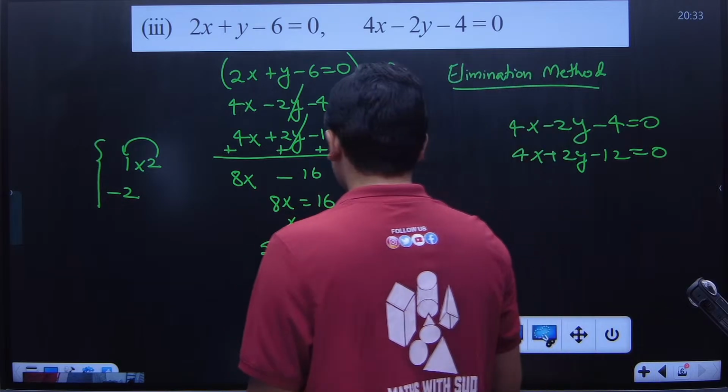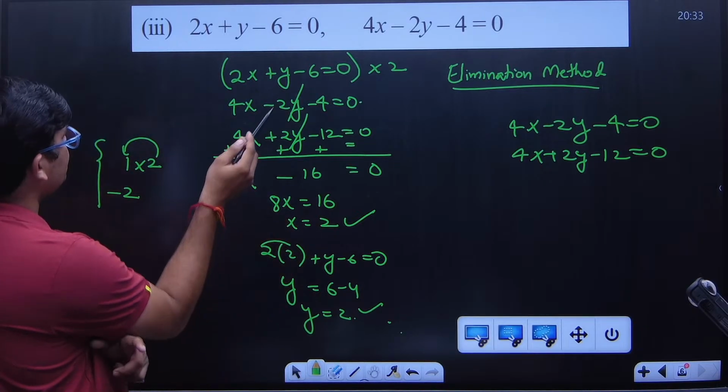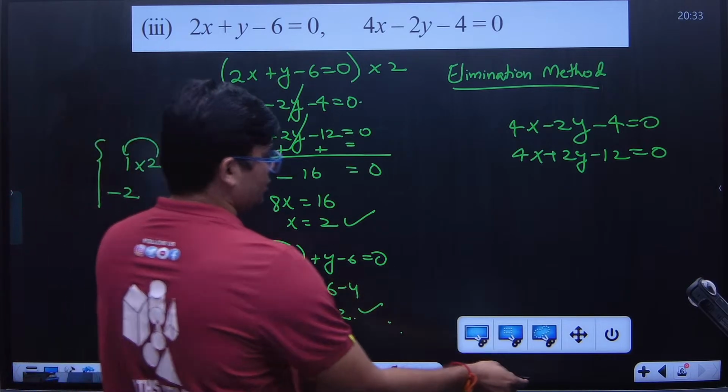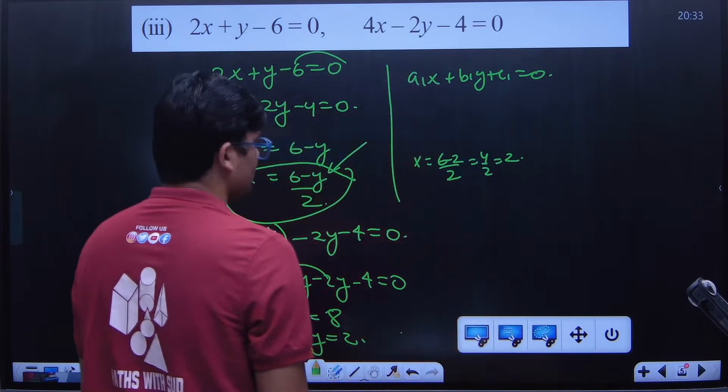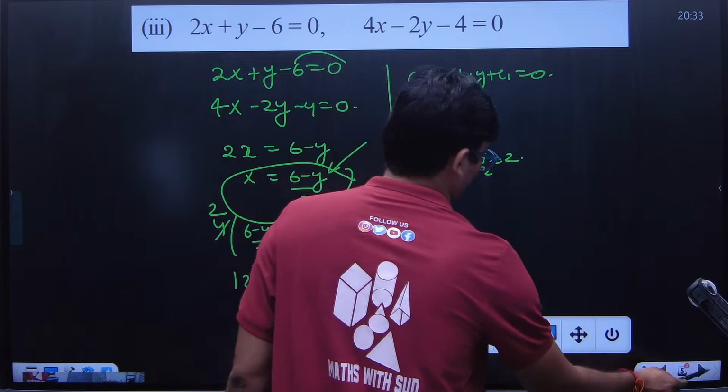I think I made some mistake or what? Is the answer correct for both the cases? Yeah. y is equal to 2, x is equal to 2. In the previous case also we got the same answer? Yeah.